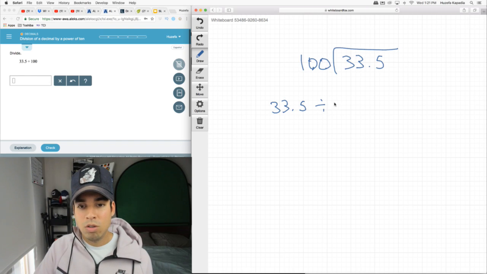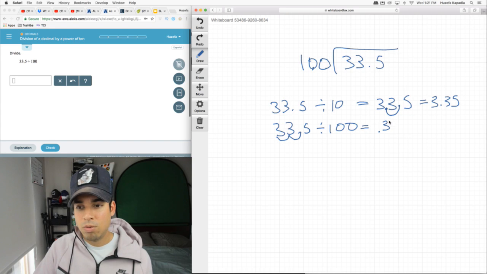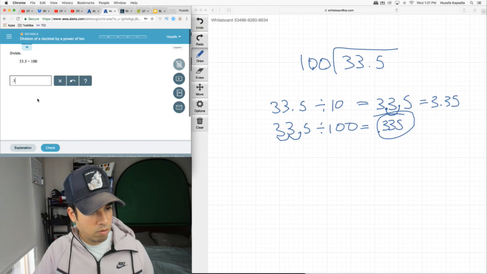left. So if it was 33.5 divided by 10, since there's 1 zero, the decimal moves 1 spot to the left, which becomes 3.35. But here we're dividing by 100. So we move the decimal 2 spots, 1, 2, and our answer is 0.335.